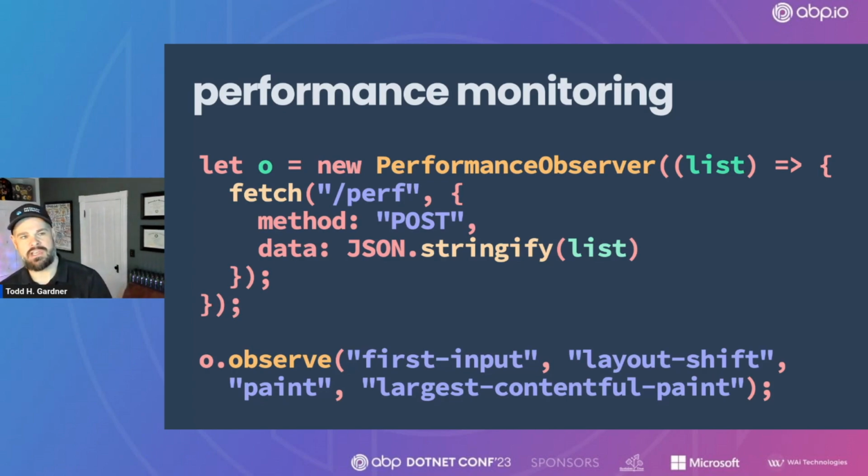But here's how we use that. So we create a new Performance Observer. And every time the Performance Observer will go off, we just take the list of metrics that it has found, and we send it off to some sort of performance endpoint.